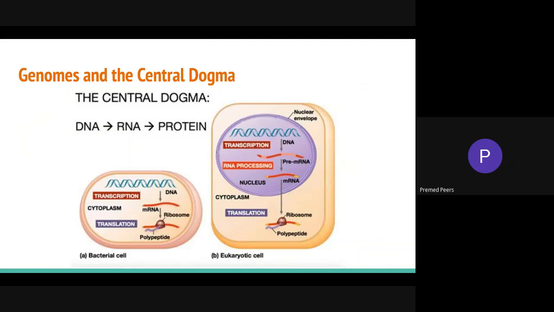Also, the central dogma refers to the process by which DNA leads to some product or by which cellular information flows in the cell. It can best be summarized as DNA to RNA to protein. Any questions about that? Awesome.